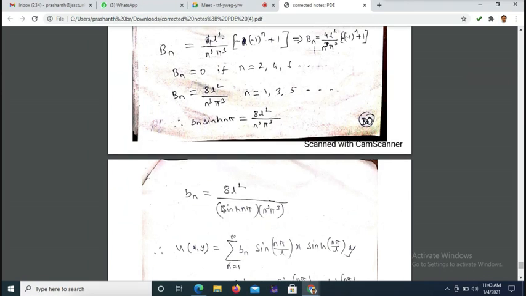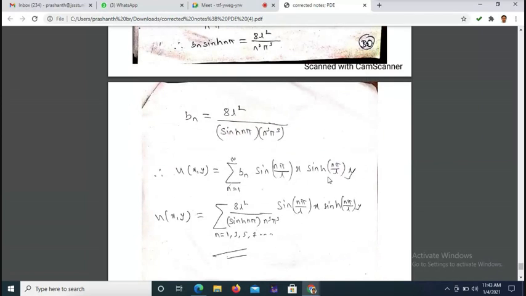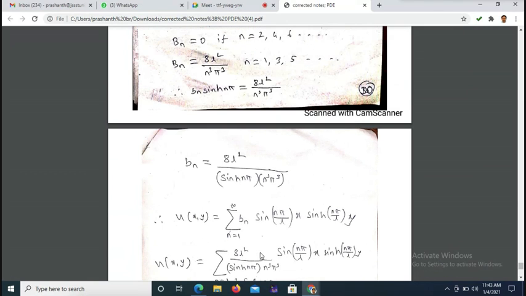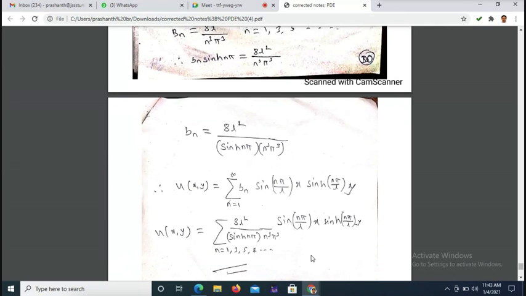So you got Bn. Now come to the equation. What is that equation star? U of x comma y is this one. This is the equation star, I think. So substitute the Bn value, 8 L square over sinh n pi n cube pi cube. In the place of n, 1 to infinity, to satisfy this, you have to put n equal to an odd number. Otherwise, for even numbers it will be 0, totally 0. So this case holds good only for n odd numbers.